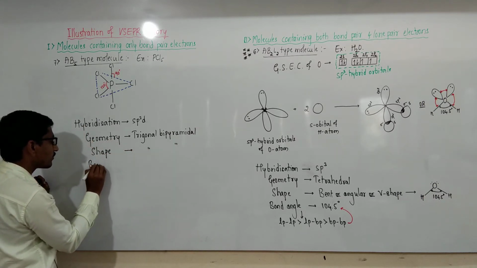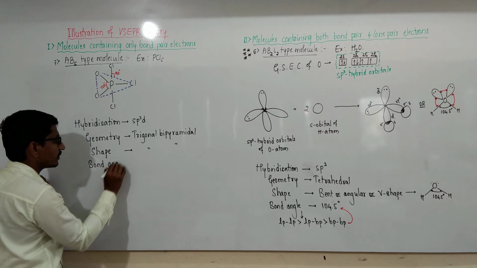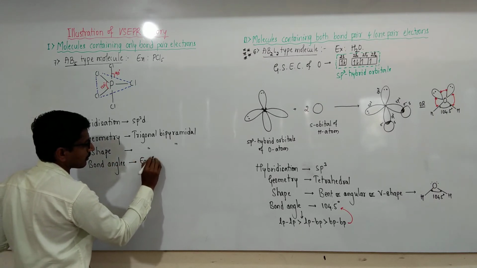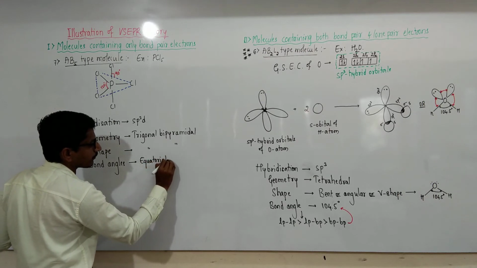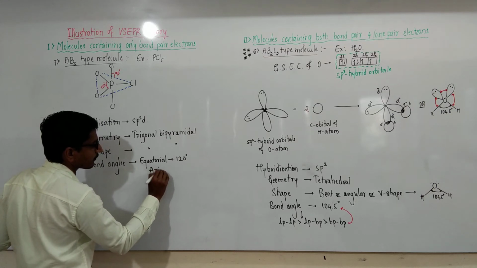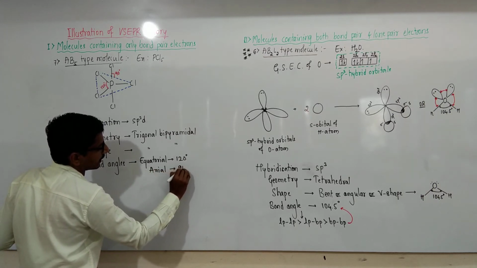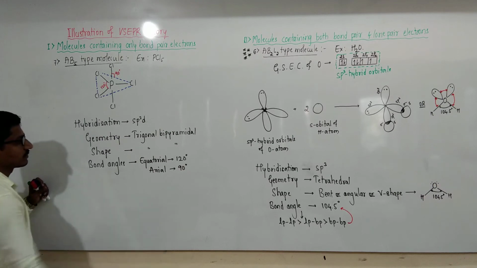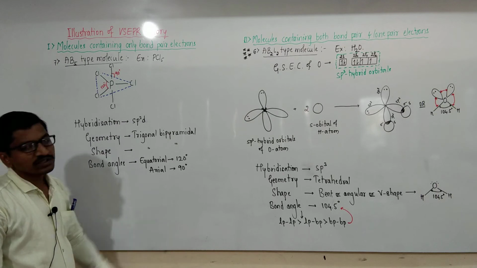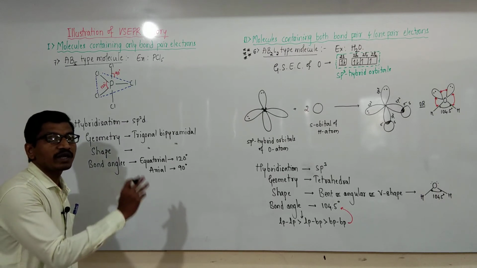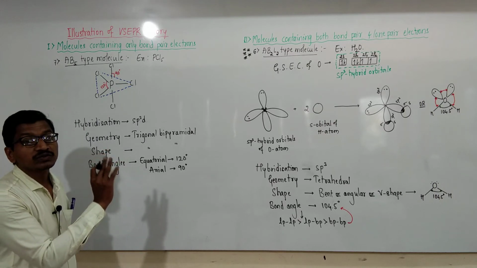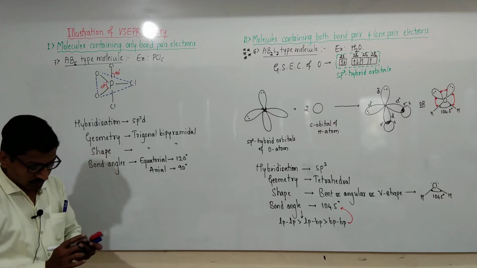The bond angles: there are two bond angles, equatorial 120 degrees, axial 90 degrees. Here only bond pair repulsions are present, and the geometry as well as the shape of the molecule is regular, because there is no lone pair of electrons.